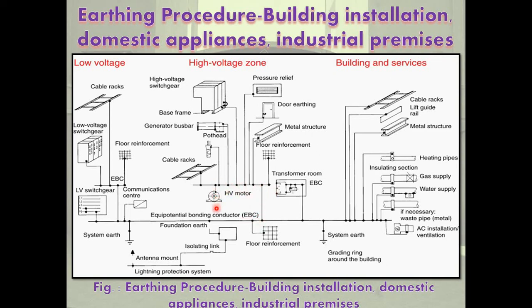So this is HV motors. In buildings and services, there are cable racks, lift guide rail, metal structure, heating pipes, insulation section, gas supply and water supply. These all are connected with the help of the earthing. So this is the most important.